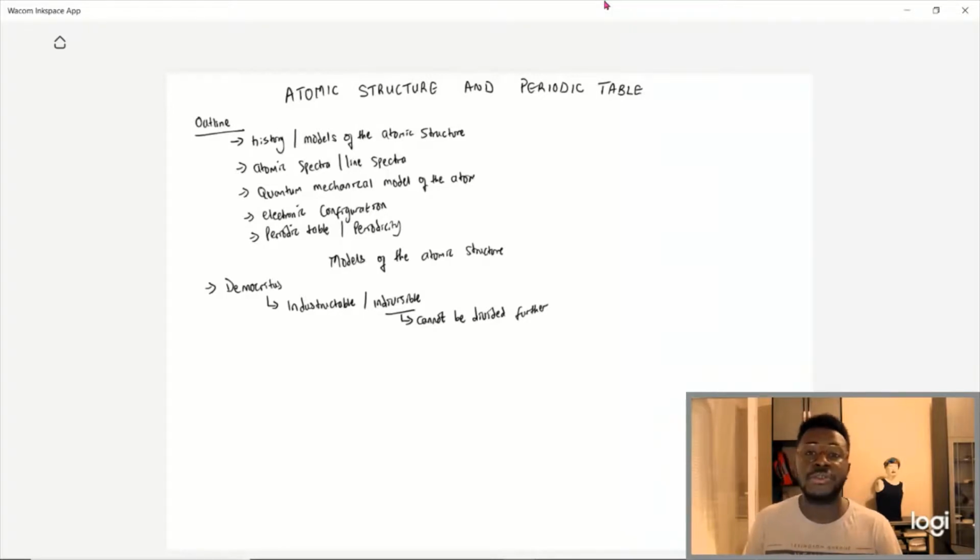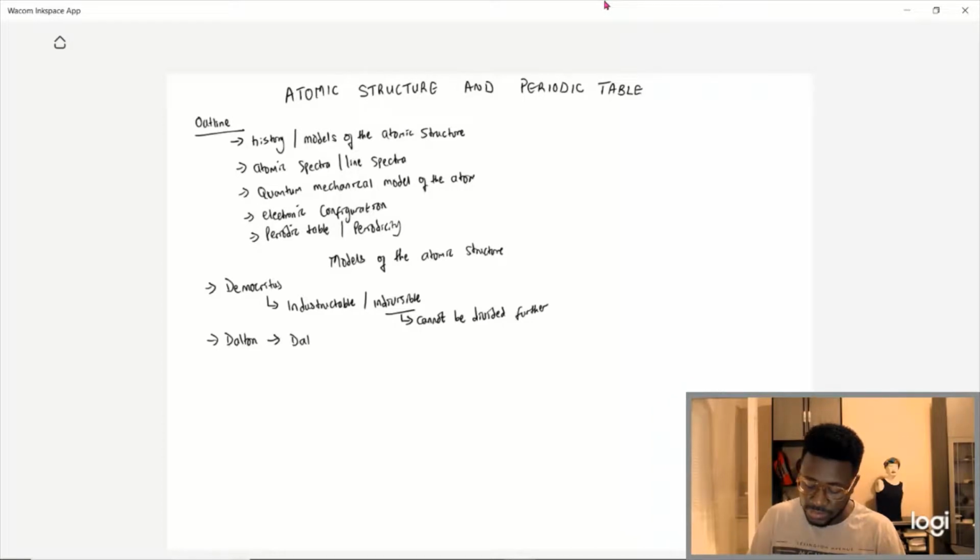So according to Democritus, if you have a piece of matter, like a stone, and you break it down into two, and you keep breaking it down, you get to a small piece that cannot be broken down further. That small piece of matter is called the atom. Okay, so the next model was Dalton.